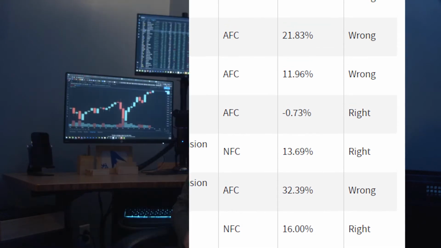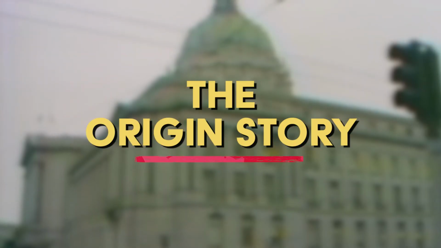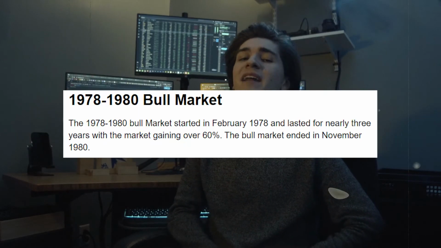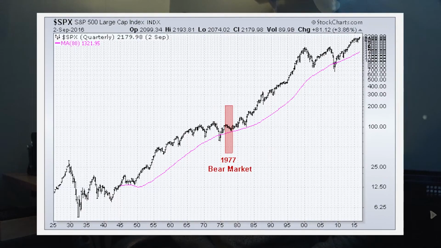Let's take a look at the origin story. The year was 1978. Jimmy Carter was president. We were at the start of what became a 12-year bull market run. Fun fact for you. That run ended the infamous 1977 bear market, which followed the long run of economic and stock market downturn as a result of good old President Nixon. We must protect the position of the American dollar. But none of that matters right now.